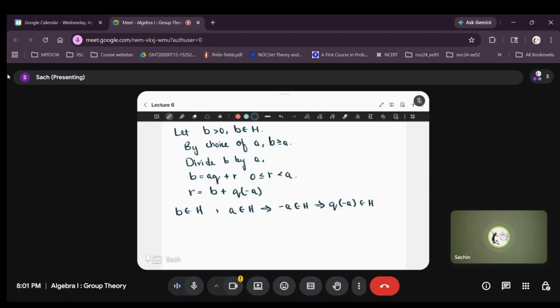Because Q times minus A is nothing but, if Q is positive, minus A added Q times. If Q is negative, it's A added Q times. Since both A and minus A are in H, Q times A and Q times minus A are both in H. Since Q times minus A is in H and B is in H, and H is a subgroup, R, which is B plus Q times minus A, is in H.